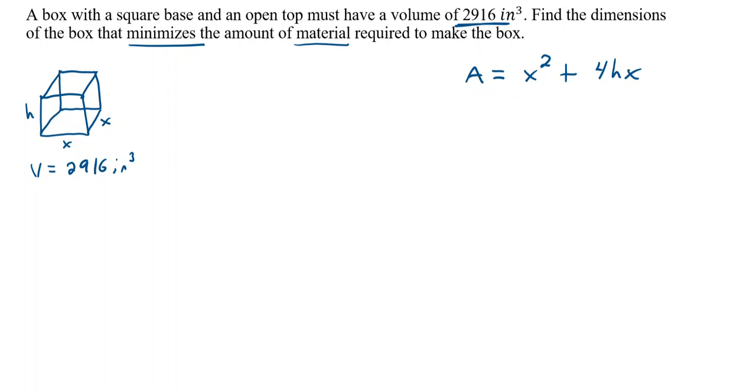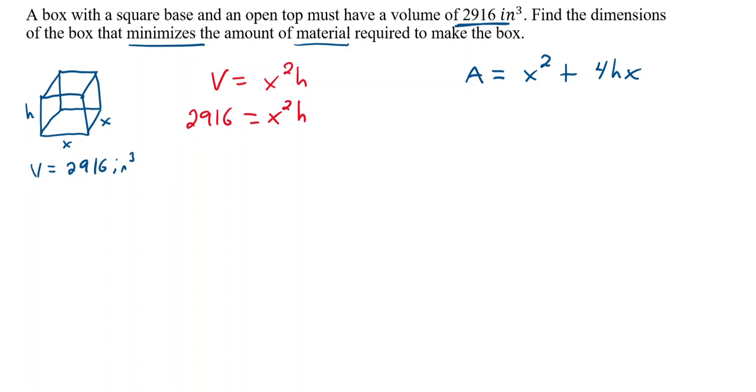So the volume of this box is equal to base times height. So this would just be x squared times h. Okay, so now how does that help us? Well, I know the volume, so I can put that in. So we've got 2,916 is equal to x squared times h.